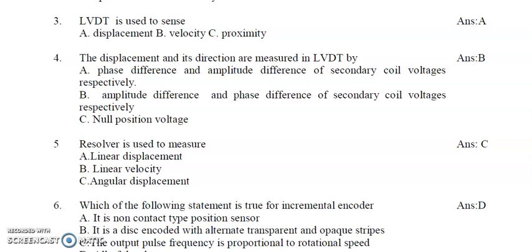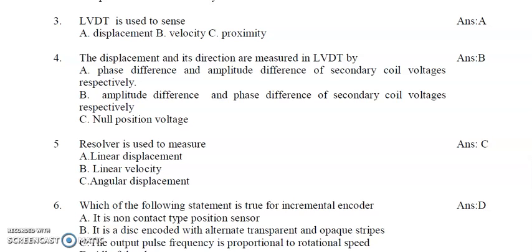The third question, LVDT is used to sense A, displacement, B, velocity, C, proximity. So LVDT, the full form is linear variable differential transformer, is used to sense A, the displacement. So it is used to sense the displacement. This is a displacement sensor.